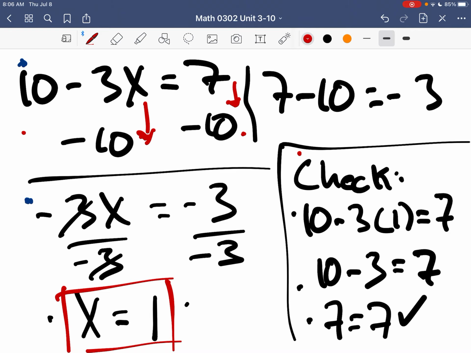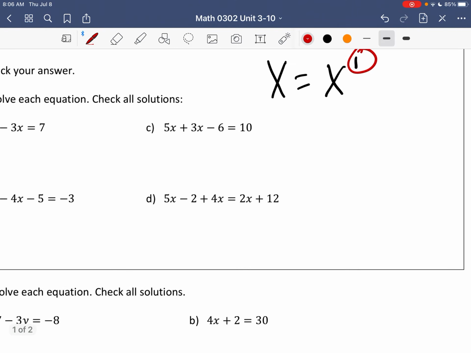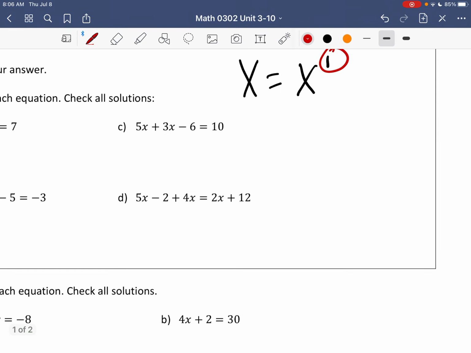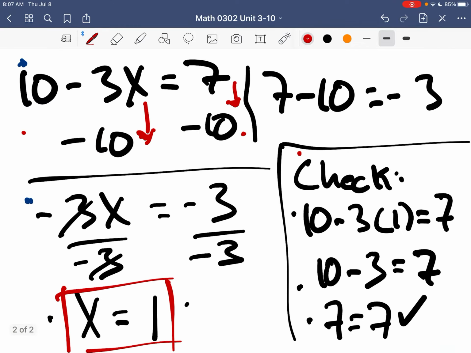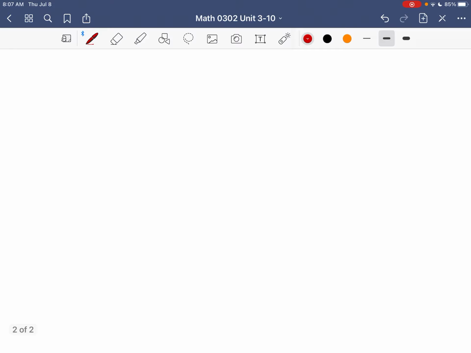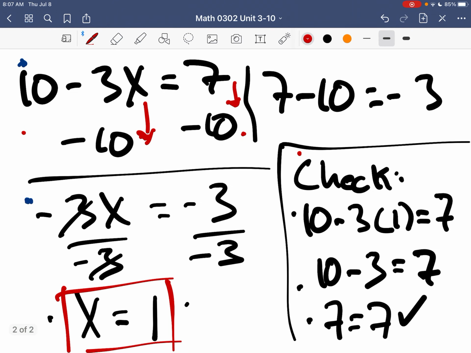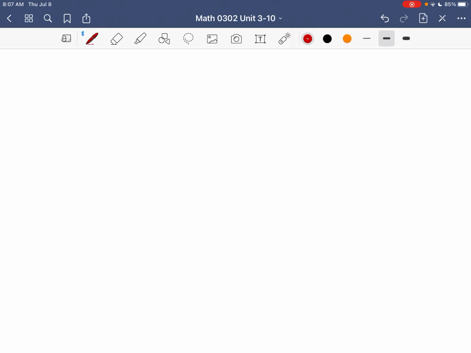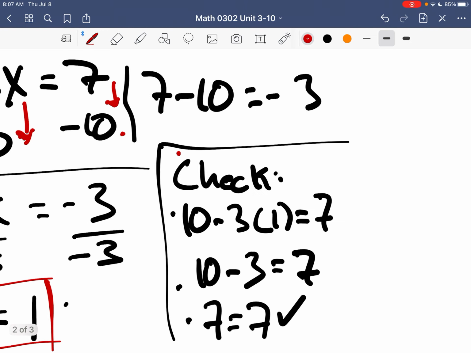Okay? All right. And let's see if we can get another equation going. Okay, let's take a look at part C. Okay, so part C here. Actually, what I'll do, let me add a page. Okay, so I got to scroll back a couple of times. Okay, we're okay here.